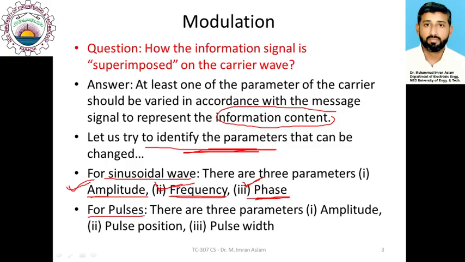Similarly, for pulses or pulse modulation, again we have three different parameters. Typically a pulse is characterized by its amplitude, its position where it is placed, and third is width, how wide the pulse is. So for pulses also we have three different parameters, its amplitude, pulse width and pulse position, that can be used to represent the information.